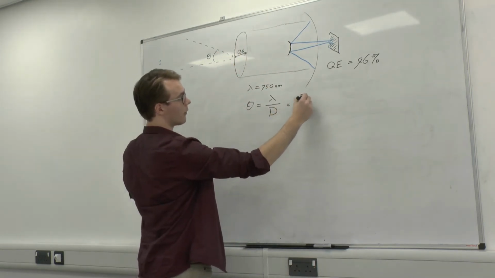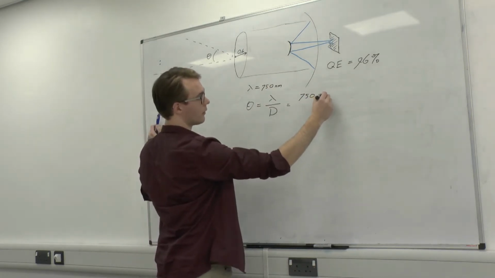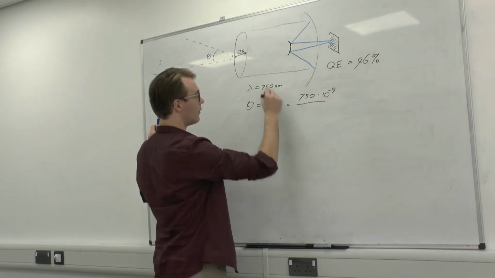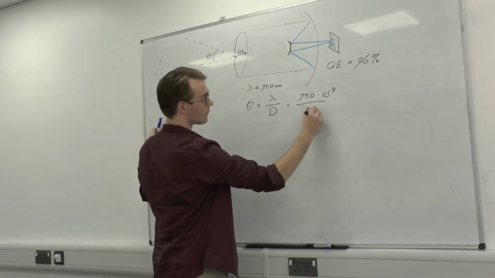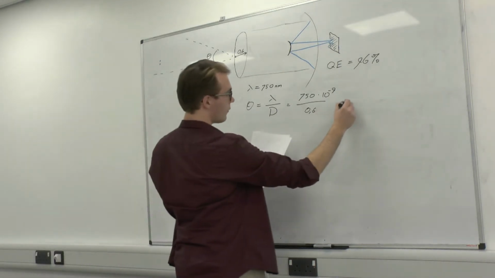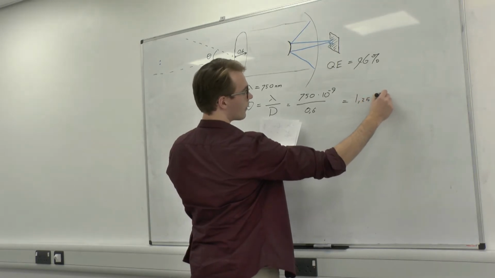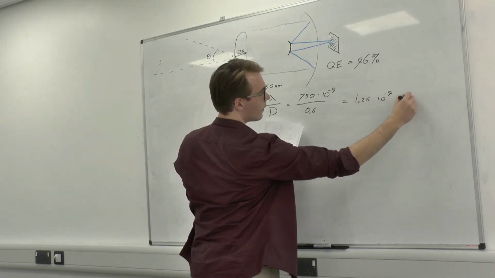So it's going to be 750, and these are nanometers, so this has to be times 10 to the minus 9. And then you divide it by 0.6. And then you see that the angle in radians is given by 1.25 times 10 to the minus 9 radians.